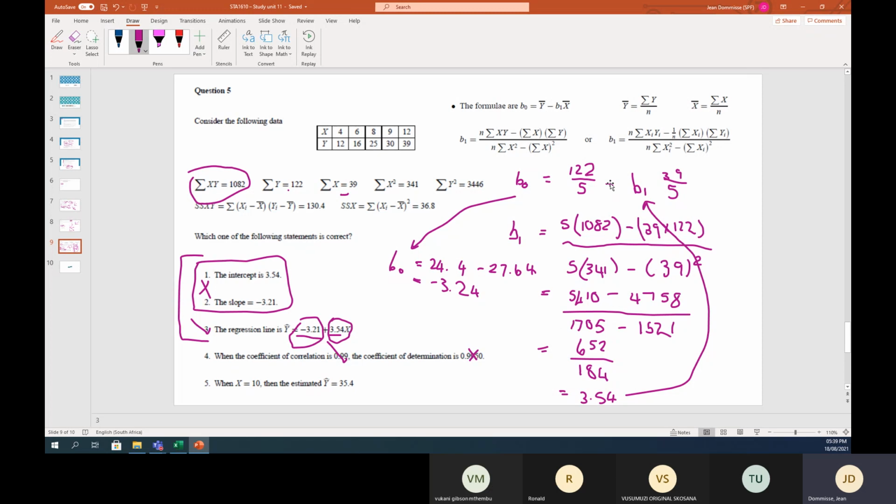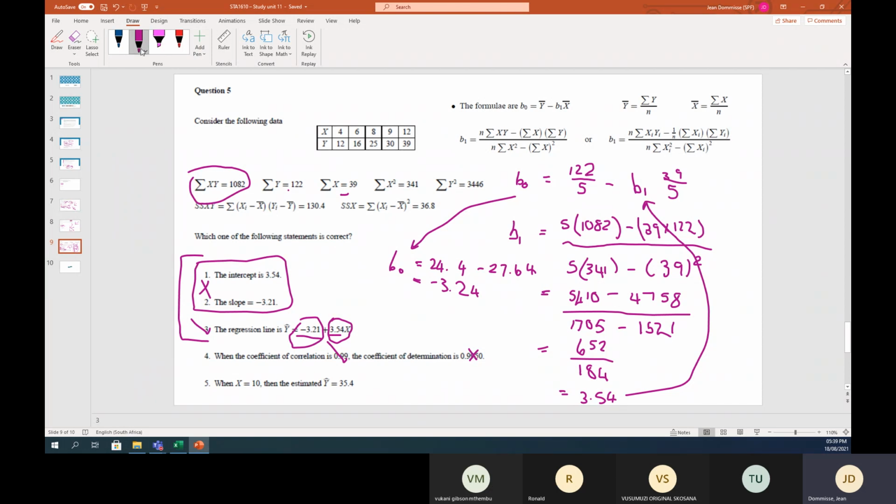Okay, so it will be interesting to see how they actually ask it in your study unit or in assignment 5. If they ask it more to this level, or if I give you the data and you need to work it out.